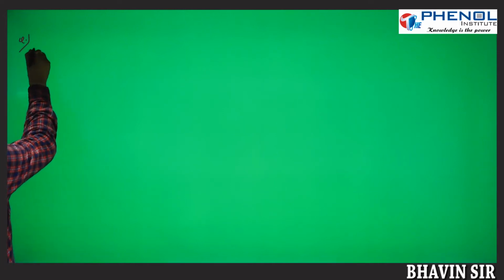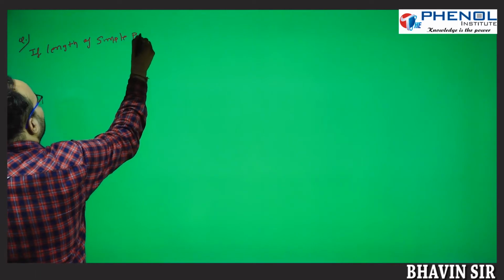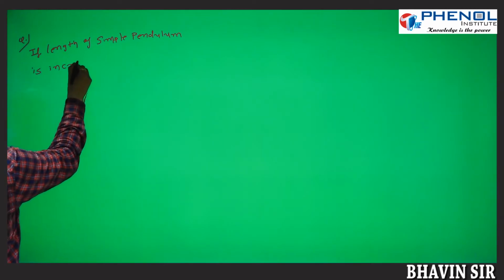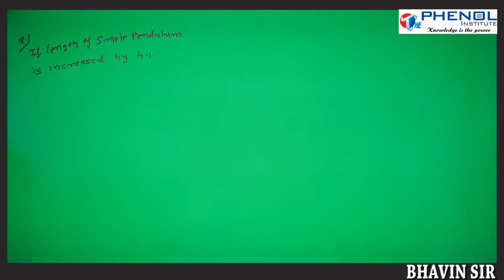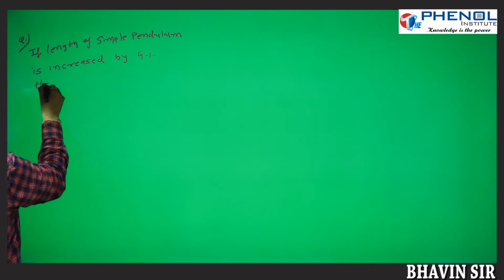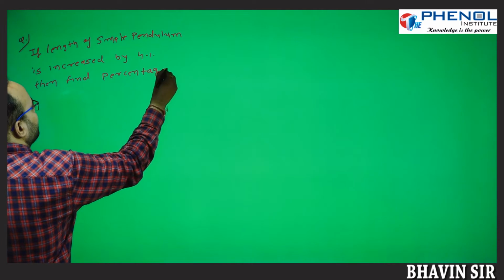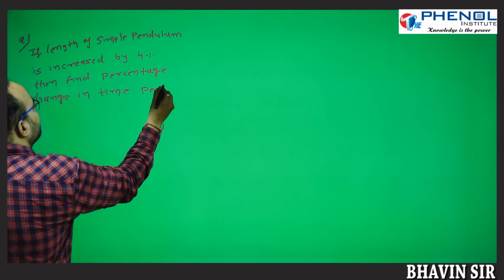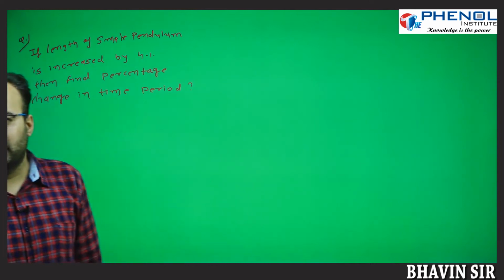See the first question. If the length of a simple pendulum is increased by 4%, then find the percentage change in time period.